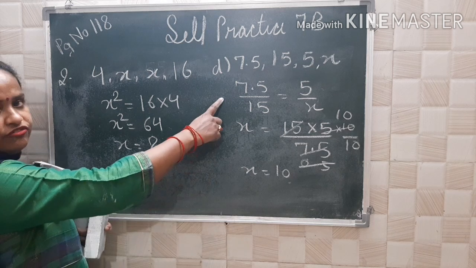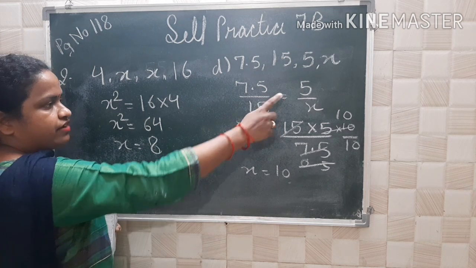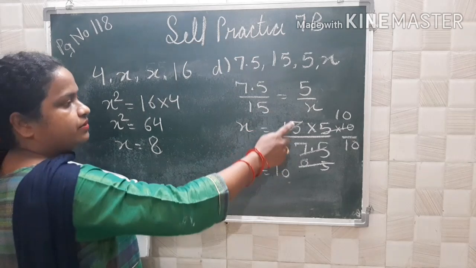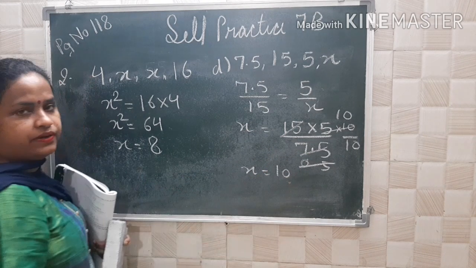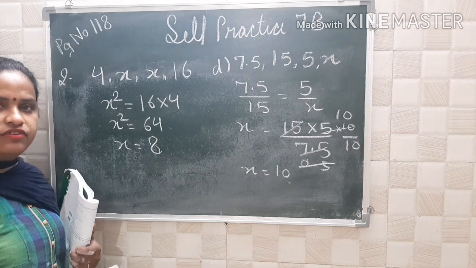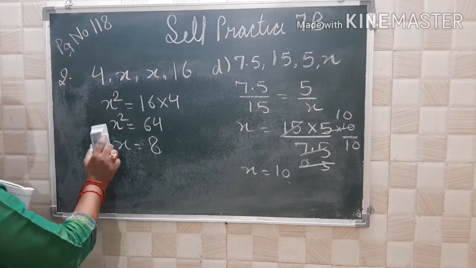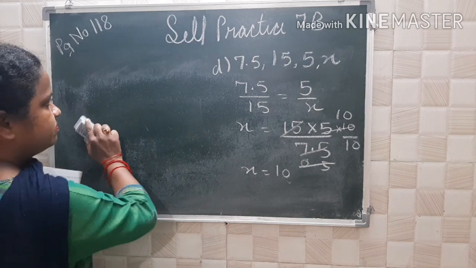So you will have 7.5 upon 15 which is equal to 5 upon x. So x will be equal to 15 into 5 upon 7.5. X will be equal to 10. Hence, what is the value of x here? 10.